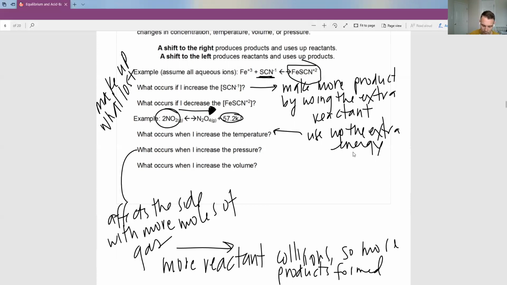And then finally, what occurs when I increase the volume? So increase the volume, you decrease the pressure. So that's Boyle's law. So in this case, it's going to shift to the left. So if I increase the pressure, it shifts to the right. So if I decrease the pressure, it will shift to the left. And that's it for general equilibrium.